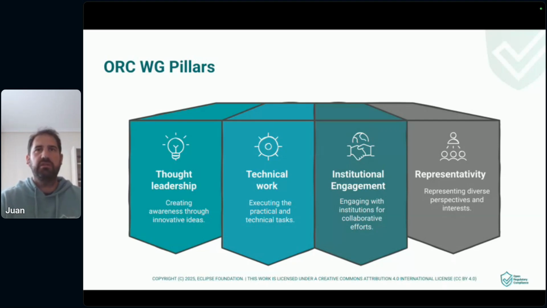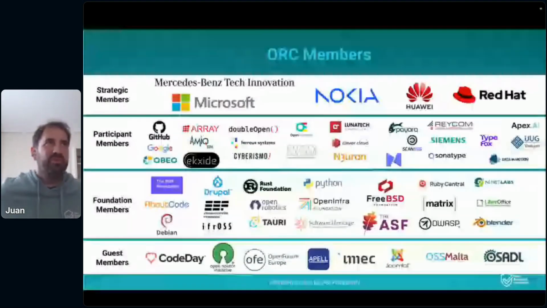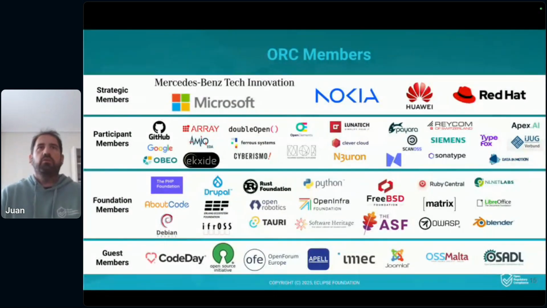And finally, representativity is also important to us because the more we are, the stronger our voice is. So the CRA opens a new chapter for open source accountability. And the more contributors and community we bring to the table, the more credible, inclusive, and effective our response will be. So very briefly, I just want to share some of the members that we currently have in the working group. We are 57 today.